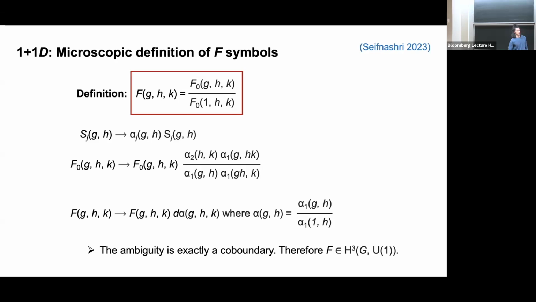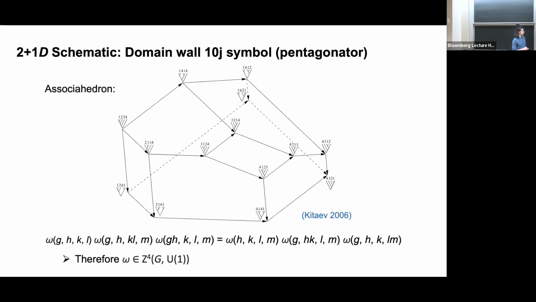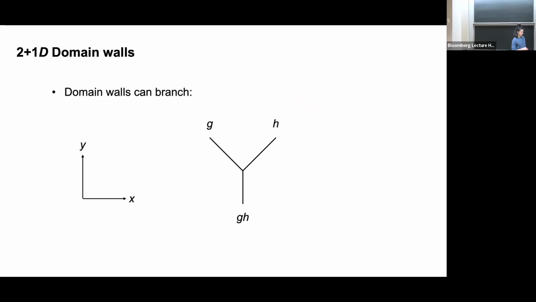Now we want to generalize to 2+1. Okay, so in 2+1d, domain walls are now one-dimensional objects, and the main subtlety, or the novelty of domain walls in 2 dimensions, is that they can branch. So in particular, if we have a G domain wall and an H domain wall, they can come together in space and fuse to a GH domain wall.